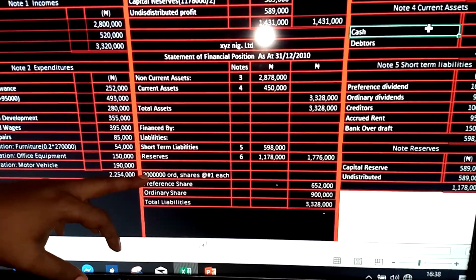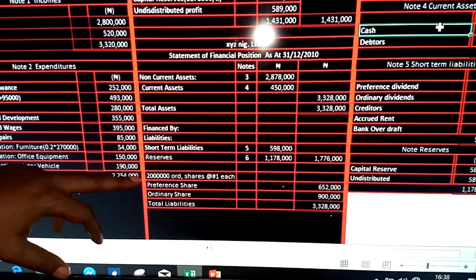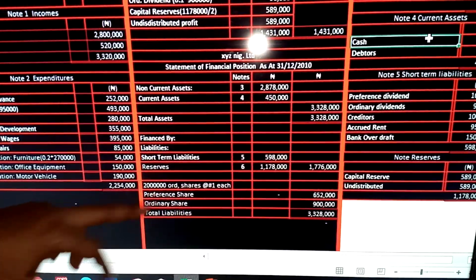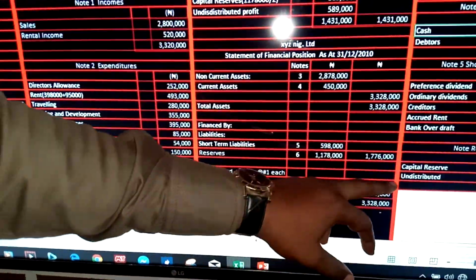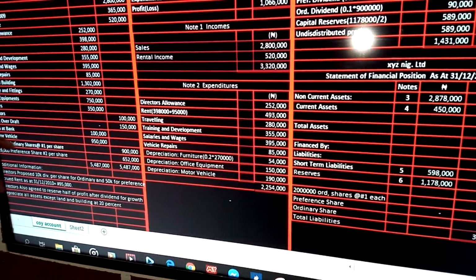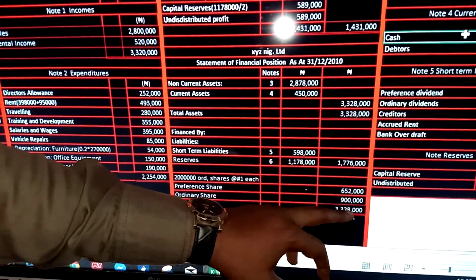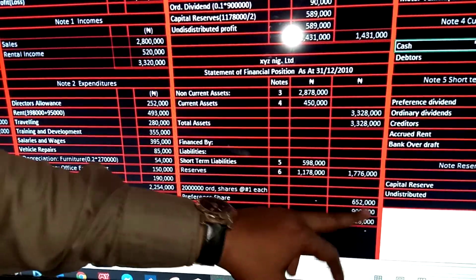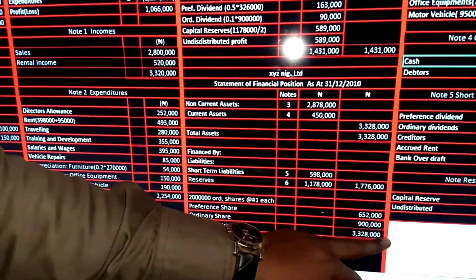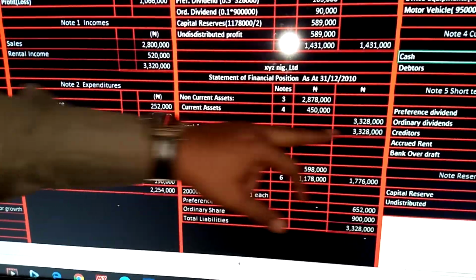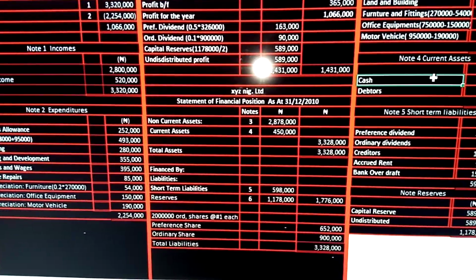Now, what is your capital? Your authorized share capital is 2 million ordinary shares at 1 naira each. Just state it for the purpose of it. But your preference share, which has been issued from the question, is 652,000. Ordinary share is 900,000. So when you add together, you have 3,328,000. So that's this plus this plus this: 1,776,000 plus 652,000 plus 900,000. You have 3,328,000, which is your total liabilities, which is also equal to your total asset. That is what is showing the position of the business as at 31st December 2010.